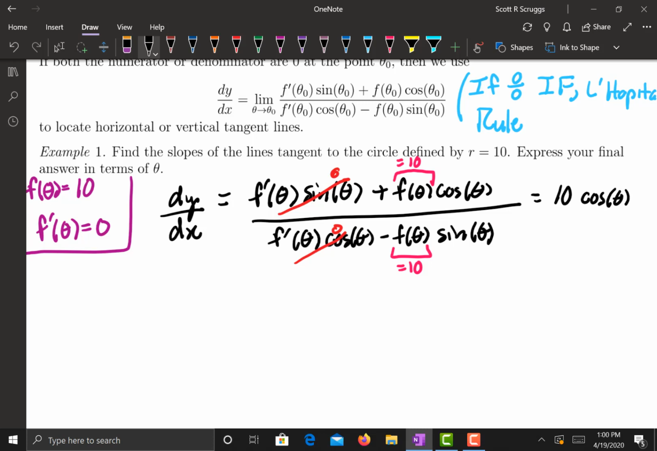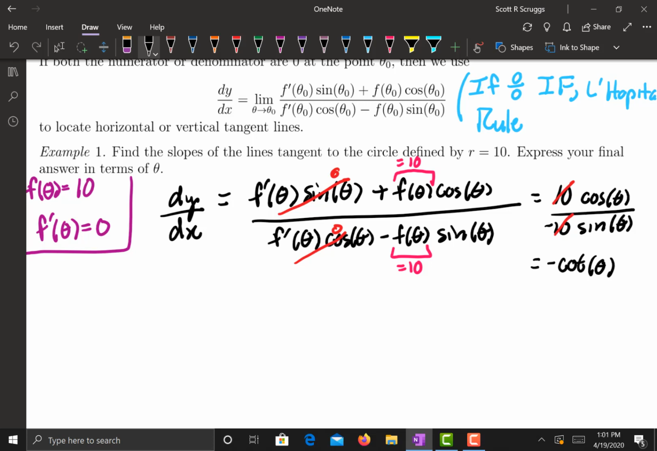So I'll have 10 times cosine of theta over negative 10 times sine of theta. I have a 10 on the numerator and denominator, so they're canceled out now. And cosine over sine is cotangent of theta. Alright, and there's our derivative with respect to theta.